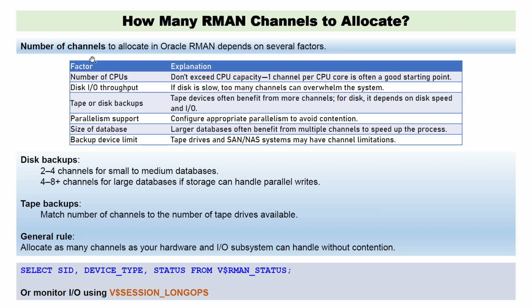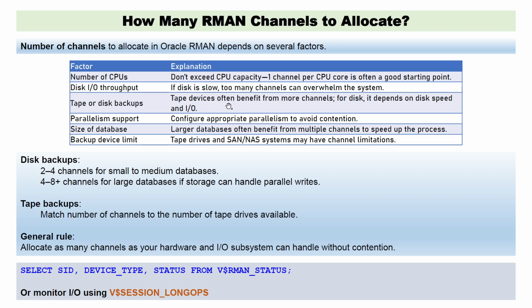The number of RMAN channels to allocate depends on several factors. Number of CPUs: don't exceed CPU capacity, so one channel per CPU. Based on how many cores your server has, you define how many channels you are going to use. Disk IO throughput: if disk is slow, too many channels can overwhelm the system. So remember, if your disk is slow, don't try to create multiple channels.